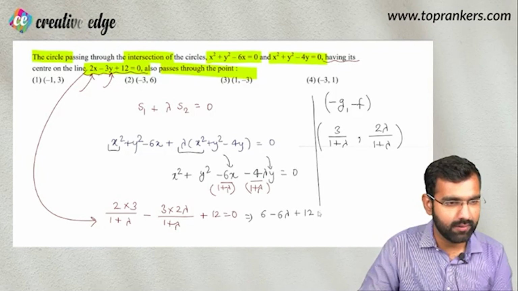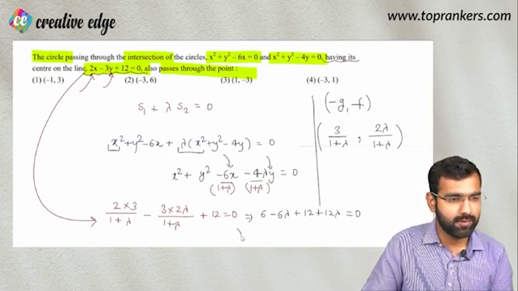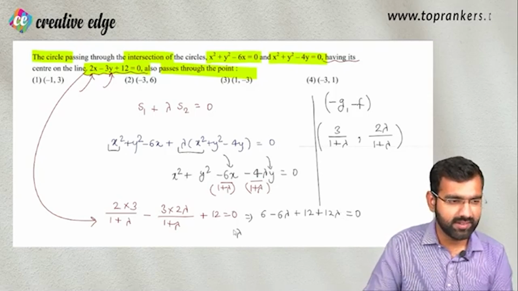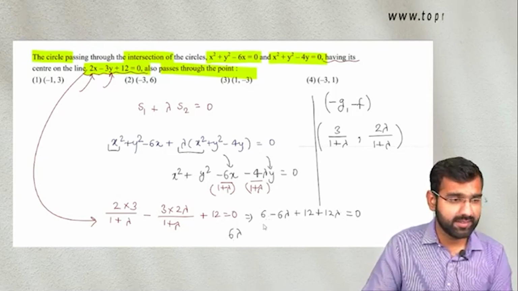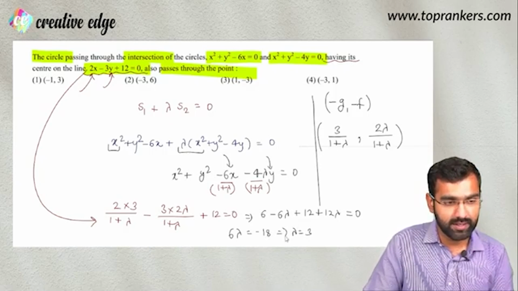So that will be 12 plus 12 lambda which will be equal to 0. और अगर यहाँ से मैं सिंप्लीफाई करूँ तो 12 lambda minus 6 lambda, 6 lambda, 12 plus 6 is clearly 18, so that is minus 18, right? तो lambda की वैल्यू यहाँ से आती है -3.